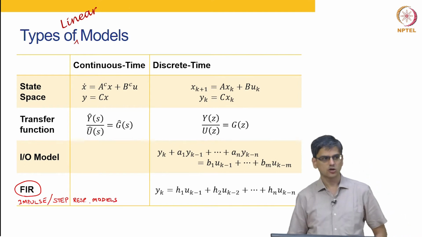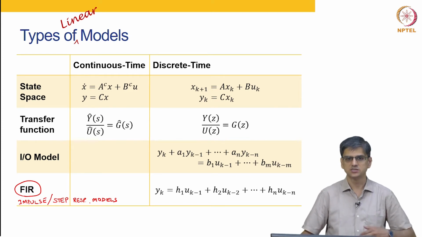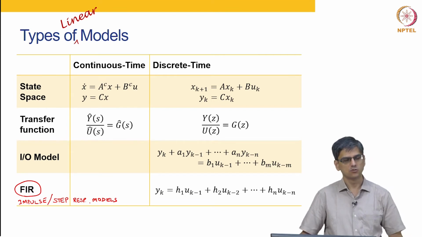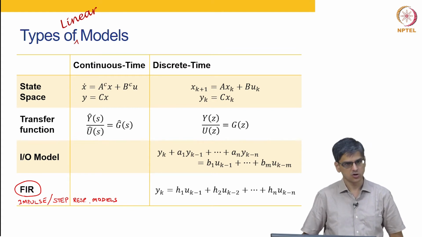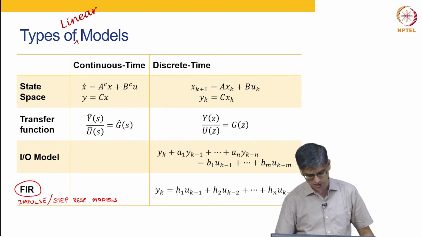They are also called convolution models, by the way. Convolution models basically means summation of parameter multiplied by the input summed over n time steps, and that is the structure of finite impulse and step response models. So, that is another terminology that you may come across in the literature.